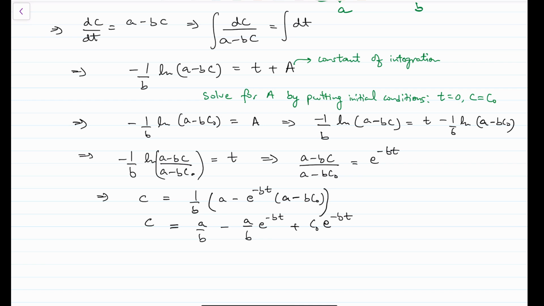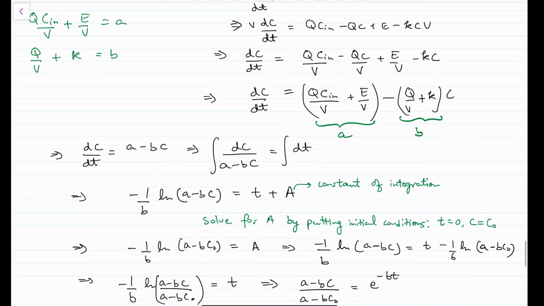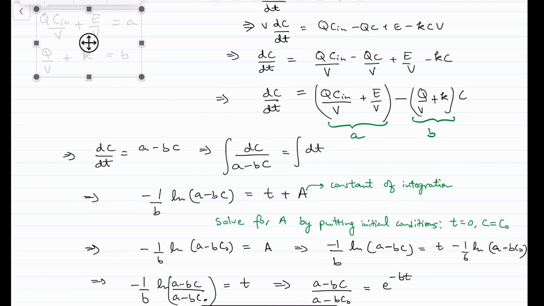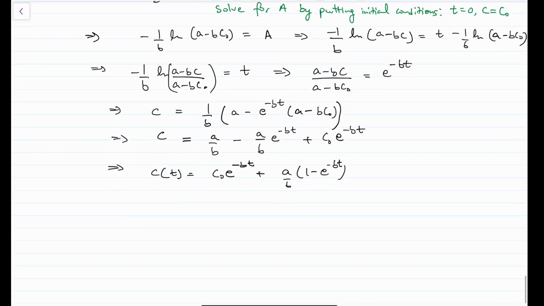And so this is C, it's a function of t, so I can say C as a function of t is equal to C naught e to the power minus bt plus A over B times (1 minus e to the power minus bt). And we know what our A and B are, so we know these values.